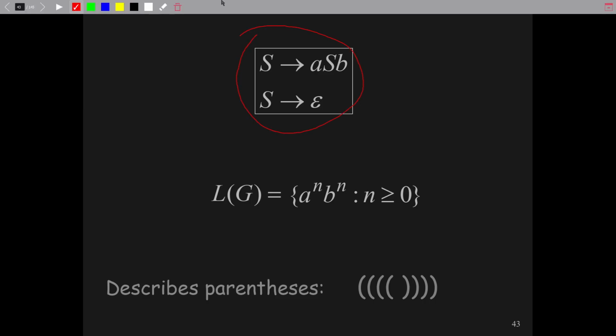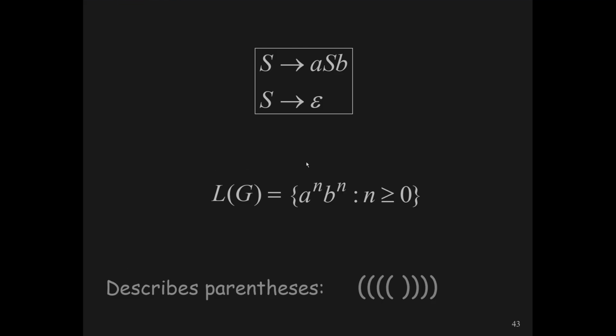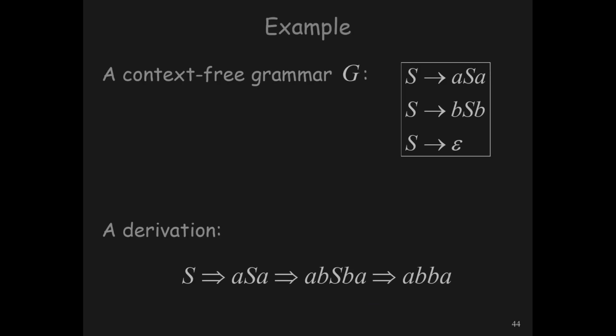This grammar that we saw earlier does actually have a real life application, if you will, where if instead of A you had the left parenthesis and instead of B you had the right parenthesis, then look at that. You have some number of left parentheses followed by the same number of right parentheses. So imagine that.